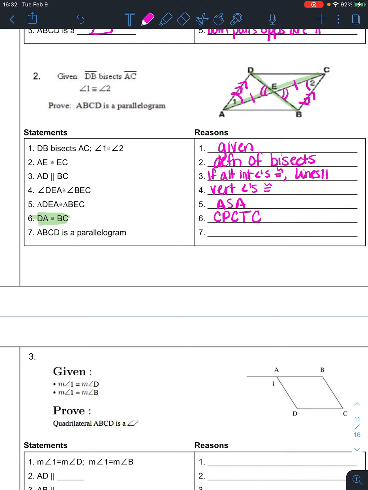So now when you look at what you have, why do I know that ABCD is a parallelogram? Well, remember that very last statement said that if you have one pair of sides that is congruent and parallel, then it is a parallelogram. And since I have AD is parallel to BC and AD is congruent to BC, that means that ABCD must be a parallelogram.